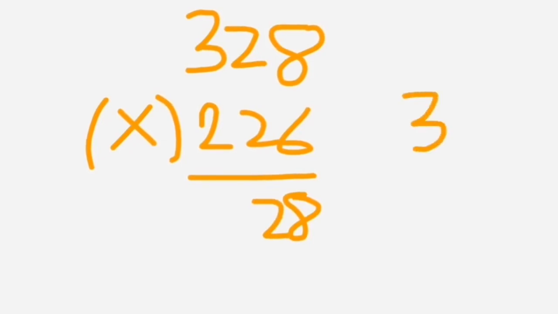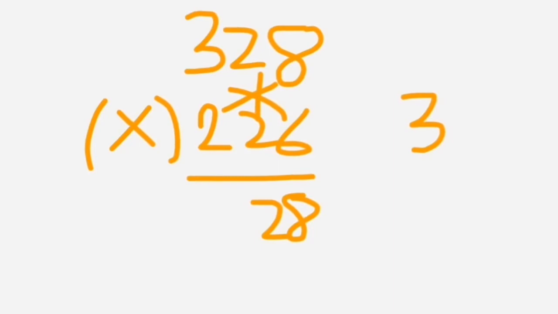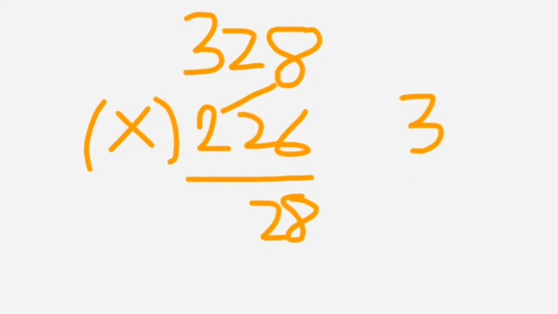Now we are doing the middle step, friends. That is 8 into 2 plus 3 into 6 plus 2 into 2. So 8 into 2 is 16, 16 plus 18 would be 34, 34 plus 4 is 38, 38 plus 3 would be 41. So we are writing 1 here, and 4 carry out to the next number.